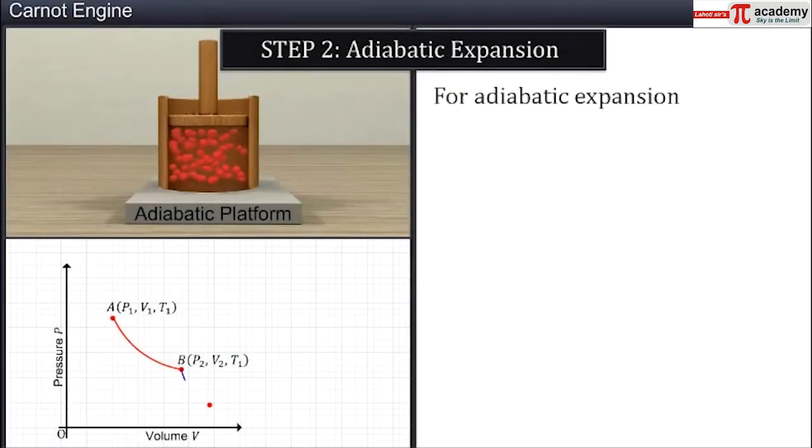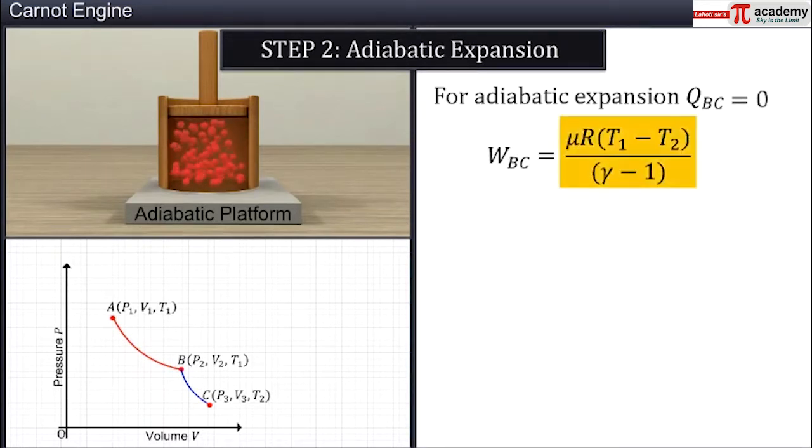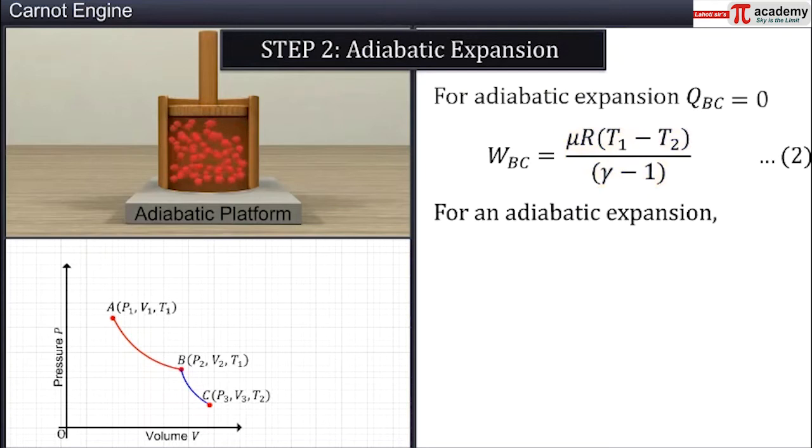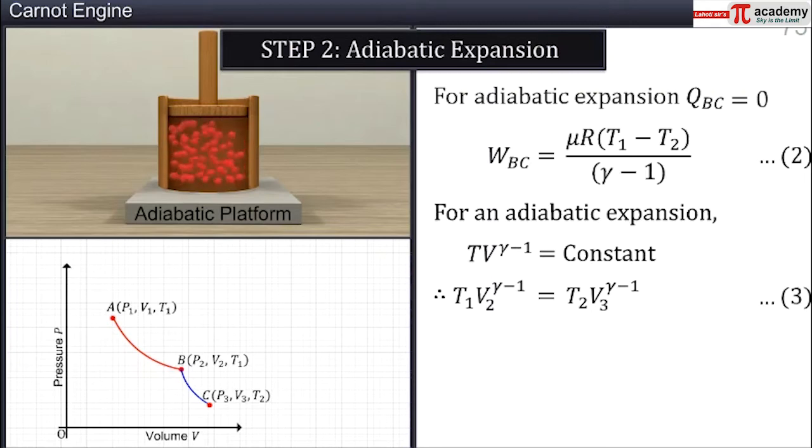For an adiabatic process, heat absorbed QBC is equal to 0, and the work done WBC is equal to mu R into (T1 minus T2) by (gamma minus 1). Let this be equation 2. Since for an adiabatic process, T V to the power of gamma minus 1 is constant, we can write T1 V2 to the power of gamma minus 1 is equal to T2 V3 to the power of gamma minus 1. Let this be equation 3.